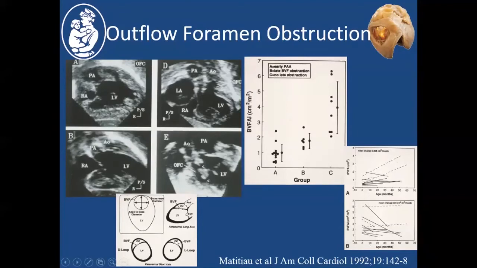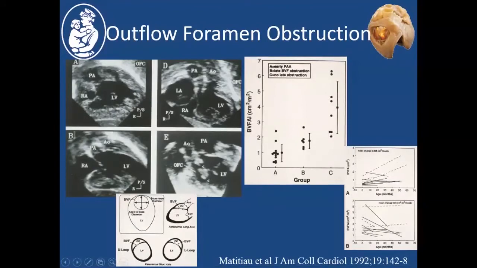And what we found was that basically, and these were all done in the first month of life, any baby in the first month of life who had an outflow foramen area adjusted for body size that was less than 2 square centimeters per meter squared became obstructed. All of them did. Whereas anybody above 3, none of them, at least for several years, became obstructed. And then there was a little group in between, somewhere between 2 and 3, where it was sort of hard to tell. And what happens is that the outflow foramen doesn't grow.